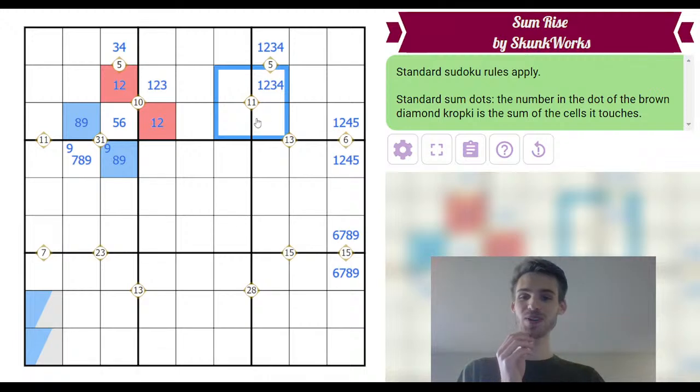Yeah, 0 or negative numbers. Yeah. Thankfully, there's no 0 or negative numbers in this puzzle.